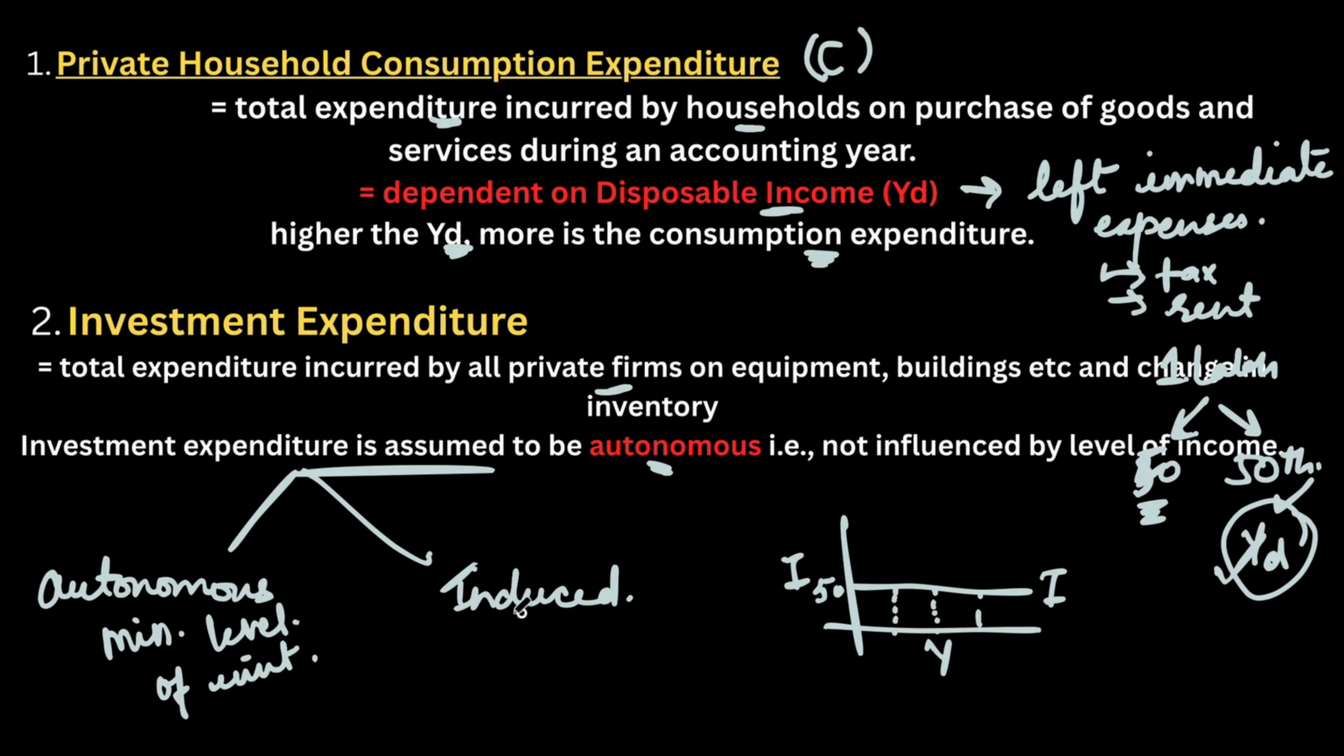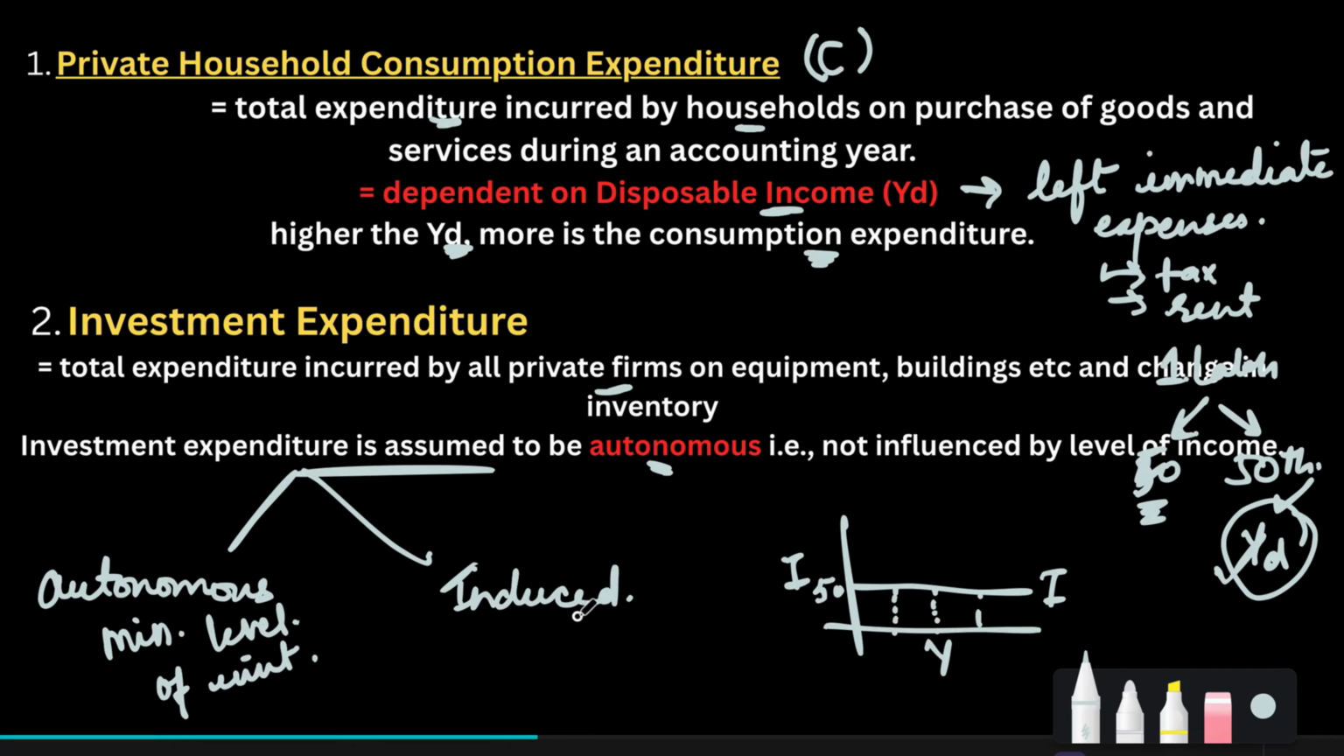And second is the induced investment, which is the opposite of autonomous. Induced investment is very much dependent on income, which means if the country's economy grows, the investment will increase. If the economy does not grow, it will decrease. So if you are to make the curve for this, you will have an upward sloping curve. Why? Because as income increases, your investment will also keep on increasing.